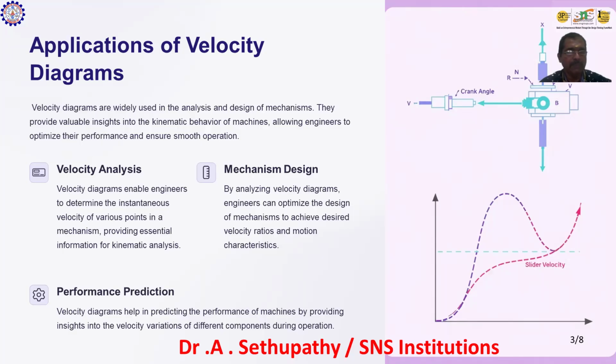Then, performance prediction: the velocity diagram helps in predicting the performance of machines by providing insights into the velocity variations of different components during operation. A machine has many components inside to build the mechanism. How these components vary in working within the machine, we find from the velocity analysis.